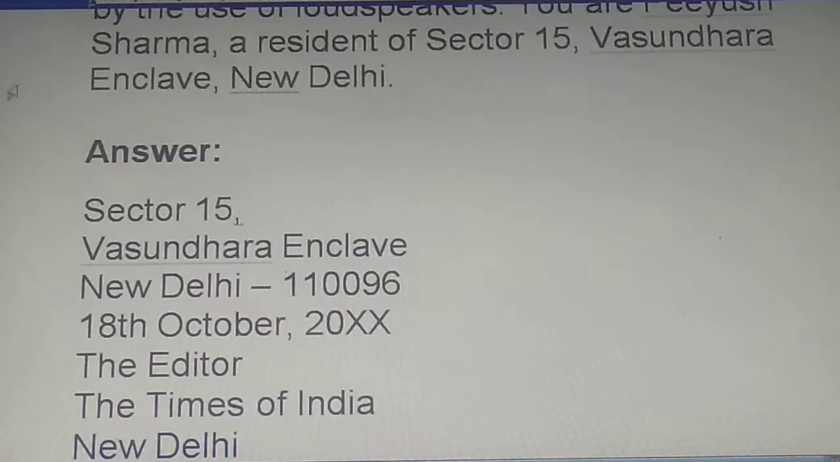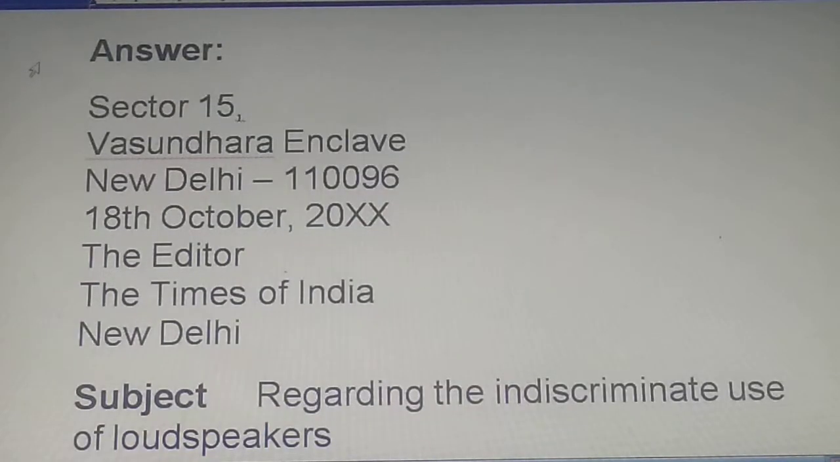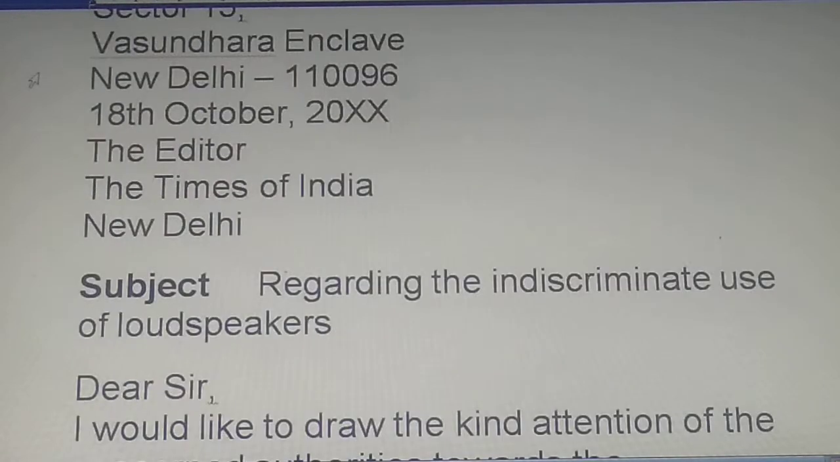Okay, now the answer. That's your address, okay? Sector 15, Vasundhara Enclave, New Delhi, 18th October, then the year. Then the editor, Times of India, New Delhi. Subject. It is regarding what? Regarding the indiscriminate use of loudspeakers. Okay, then you begin like this.